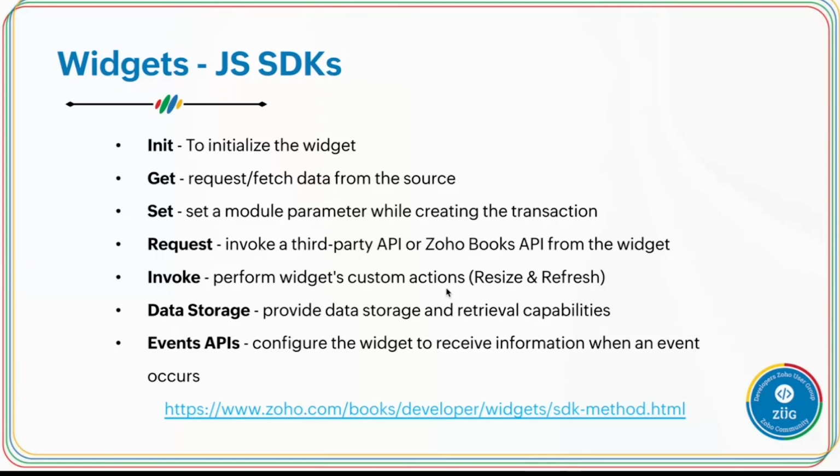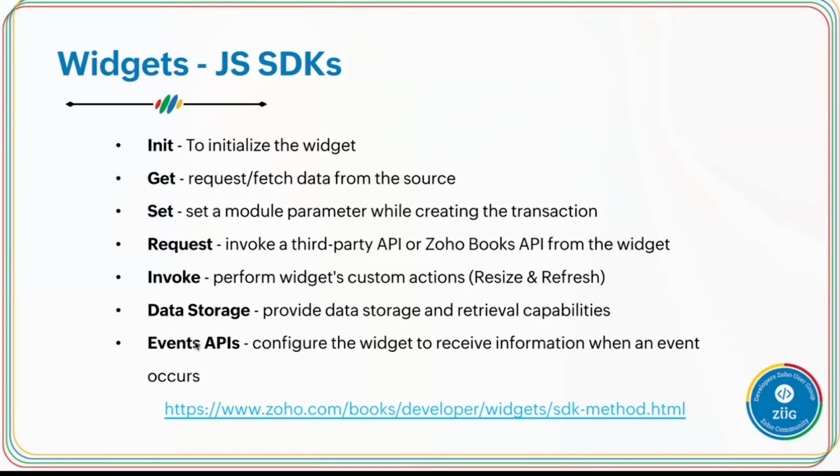Then if in case you want to store the data which we get from another service or from another module, store it within Zoho Books and use it for further reference, in that scenario, you can use the data storage methods. So this method provides us the data storage and retrieval capabilities. Finally, we have event APIs.